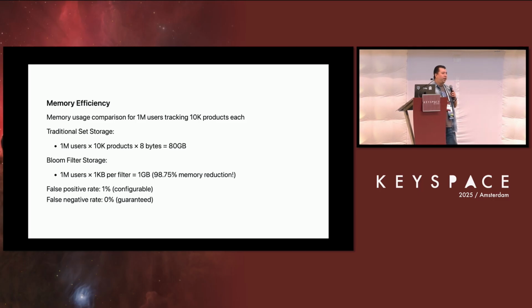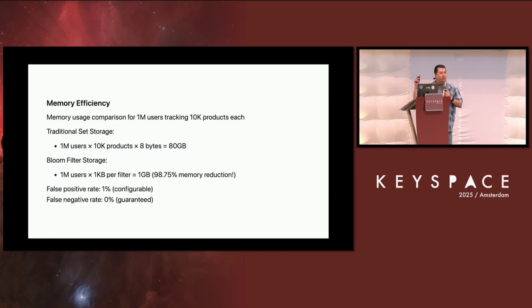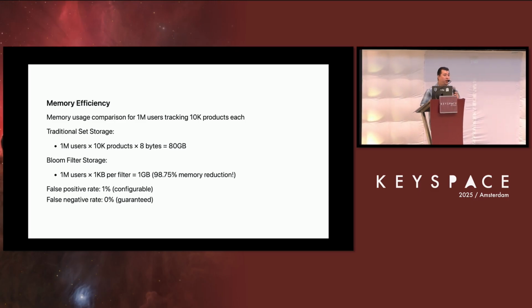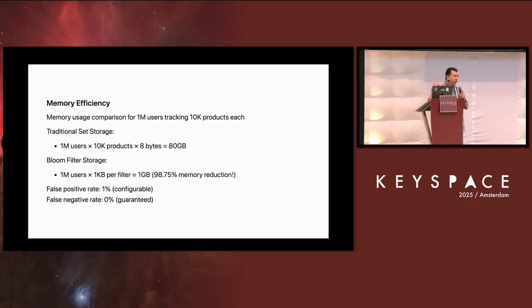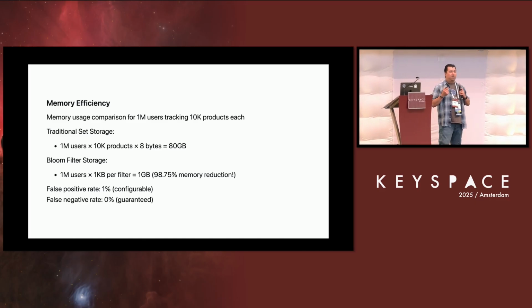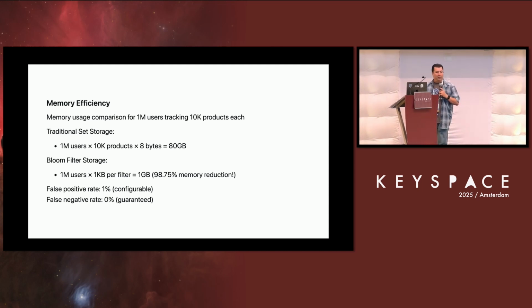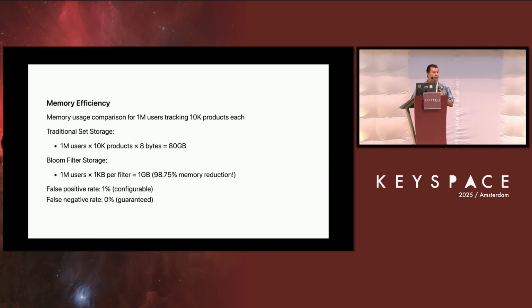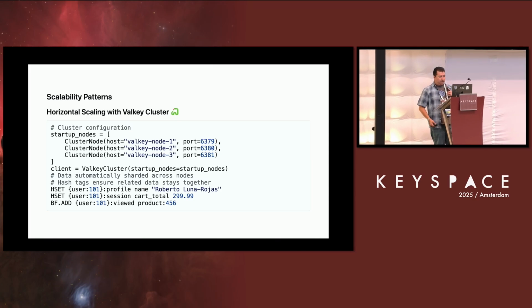This is a metric that I was able to pull up, which is the memory usage. In this case, for a random number of users, they can see up to 10K products. Let's say that's the max of what we want to track. It's about 80 gigabytes. By using Bloom filters, we get almost 99% memory reduction. And we're able to play around. If we need more accuracy, then instead of 1% errors, you can go to 0.1%. Of course, that's going to use a little bit more memory. Right? I think we went through all of this.